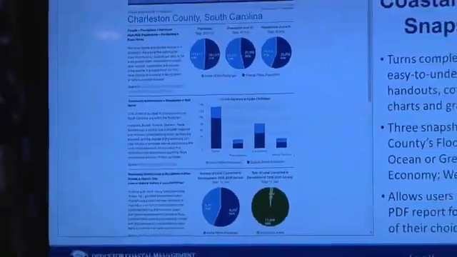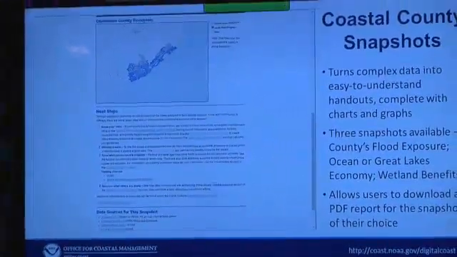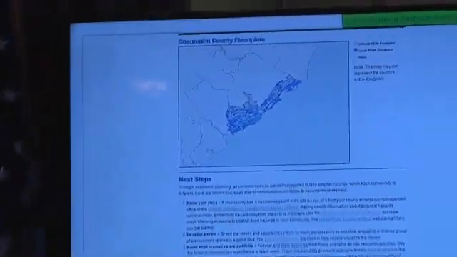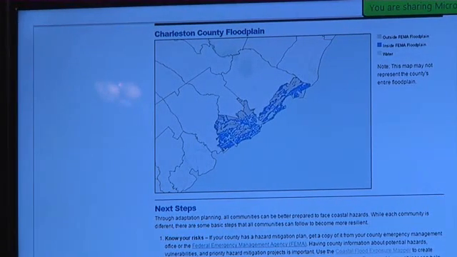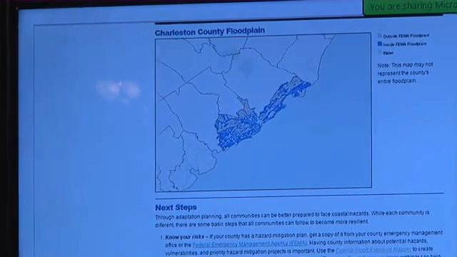Each snapshot has two sides. The back here you see is a simple map that shows the floodplain in Charleston County. And then, again, I'm going to go back to that approach that we espouse for the Digital Coast. We don't just want to put one single product out the door. We want to facilitate linkages to how someone could use and apply that product.